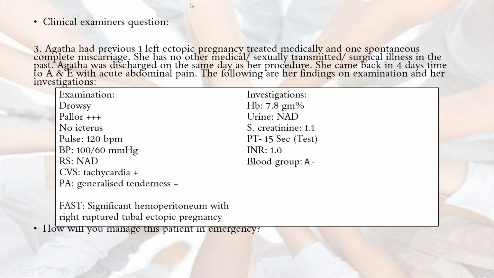Ma'am, she should be taken up with these findings. Already she had a previous ectopic, ma'am. It was treated medically. Now she has come with a ruptured ectopic and her pulse is 120. That is, she is having tachycardia and she is drowsy with pallor. So she needs immediate resuscitation and she should be taken up for laparotomy, ma'am.